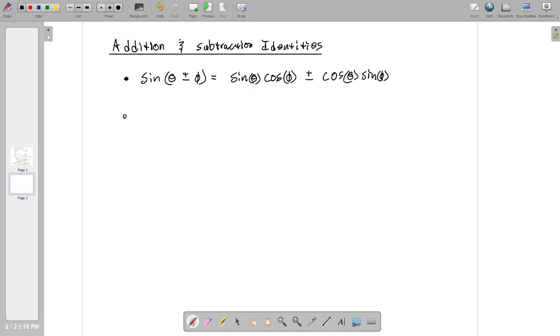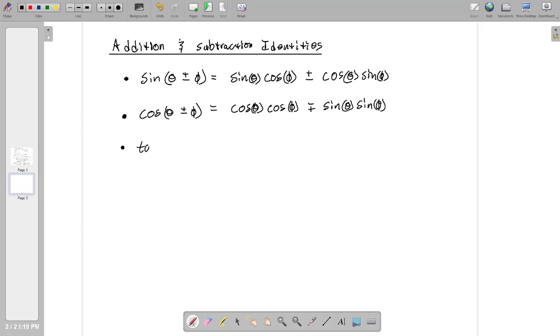And that flips for the cosine. So cosine theta plus or minus phi is equal to cosine theta, the first angle, cosine the second angle, minus or plus sine of the first angle, theta, sine of the second angle, phi. Now again, cosine theta plus phi this time goes with a minus. Cosine theta minus phi goes with a plus.